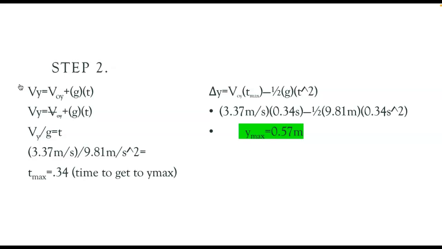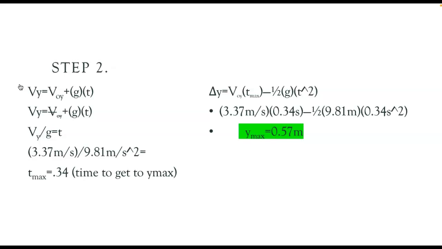Now we are able to solve for y max using the equation delta y equals V0y multiplied by time minus acceleration multiplied by time squared divided by 2. Our y max is 0.57 meters.